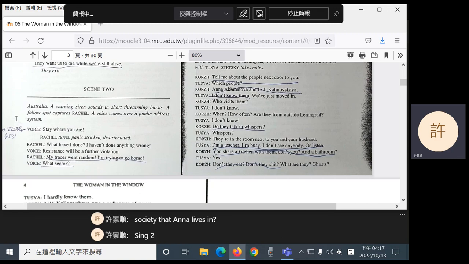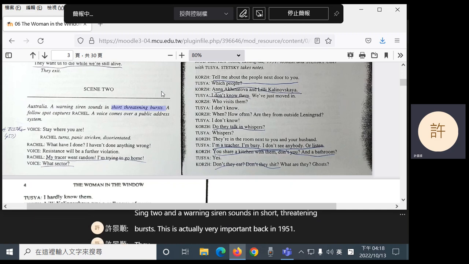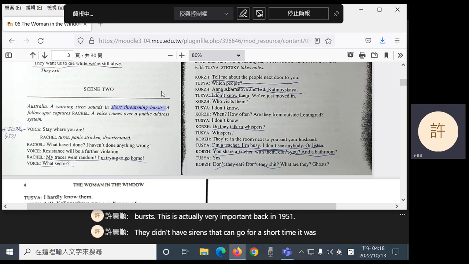Scene two. And a warning siren sounds in short, threatening bursts. This is actually very important. Back in 1951, they didn't have sirens that can go for a short time. It was always a long siren. Because sirens were created physically. They weren't digital sounds. They were physical sounds. If you've ever watched an old Hollywood movie, like the old ambulances, they go, it lasts for a long time. So the fact that these are short, threatening bursts tells us that this is no longer in the past.